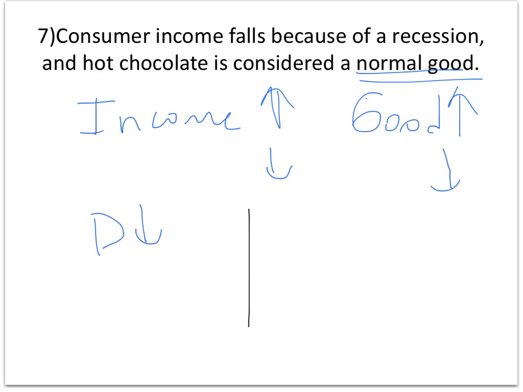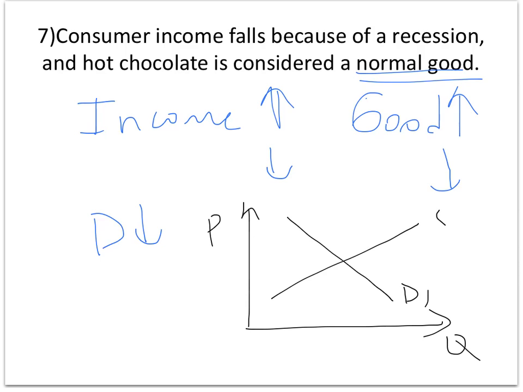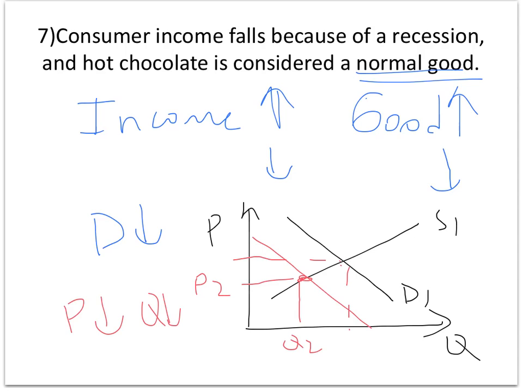And now let's analyze this in the market. This is my quantity, price. This is my demand. This is my supply. And now demand is going to be less. And we find, when we compare with the previous equilibrium, it's here and here. Price will be lower, quantity will be lower.